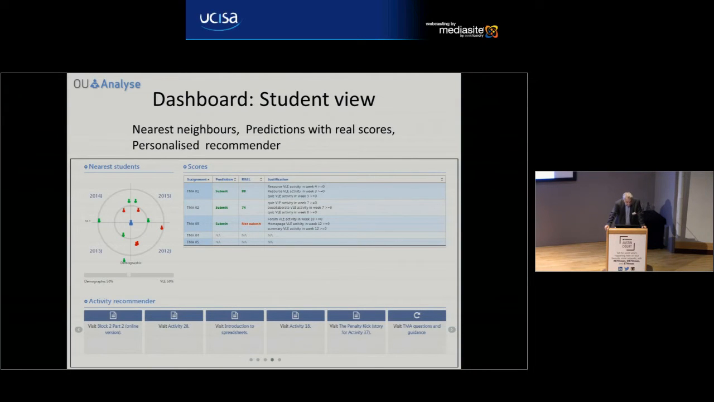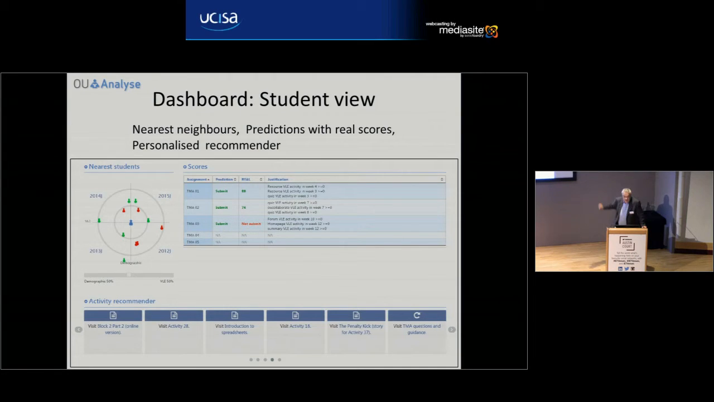The bottom part has other information about the student. First of all is this target. Our student is in the middle, the blue pawn in the middle, and the current cohort is the upper right sector. Then the previous one is left. It goes anticlockwise, and these are the nearest neighbors in terms of demographics and VLE.